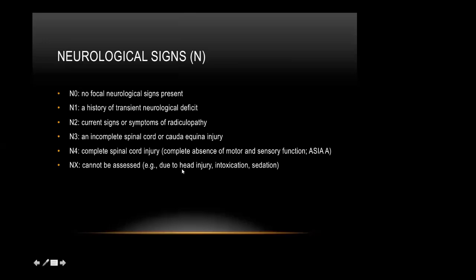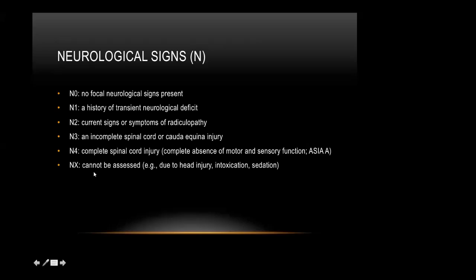So it's just like a cancer classification system where you see the 0s and 1s and 2s and 3s. So N0 means there's no deficit. N4 means there is complete injury. The rest is in between. N1 is transient. N2 is radicular symptoms, which is symptoms or signs involving a single nerve root or more than one root, and incomplete spinal cord injury or a cauda equina injury. And sometimes when patients come with head injury along with spinal injury, then you cannot assess that patient.